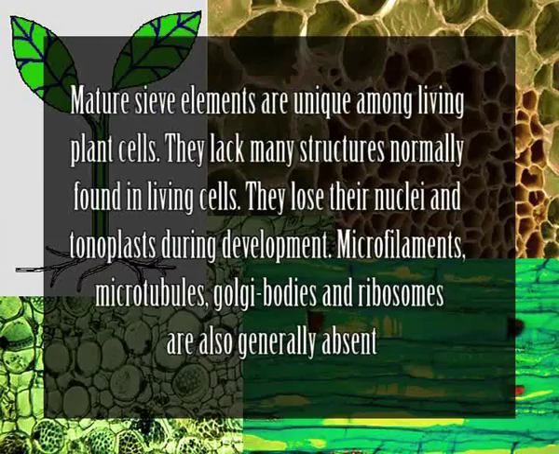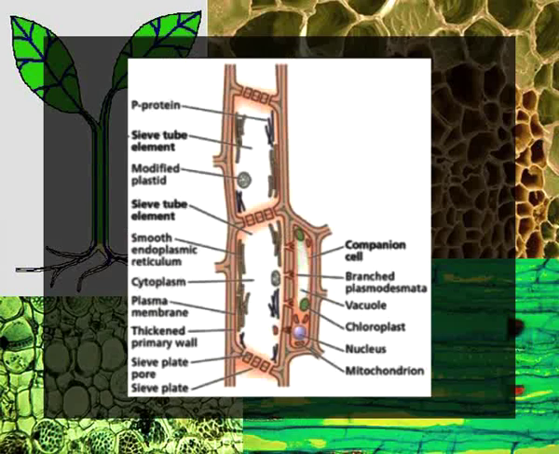They lack many structures normally found in living cells. They lose their nuclei and tonoplast during development. Microfilaments, microtubules, Golgi bodies, and ribosomes are also absent. Each sieve tube element is associated with one or more companion cells, which take over some of the essential metabolic functions, like protein synthesis, that are reduced or lost during differentiation of the sieve tube element. The sieve element and companion cell are often considered as a functional unit called the sieve element companion cell complex.